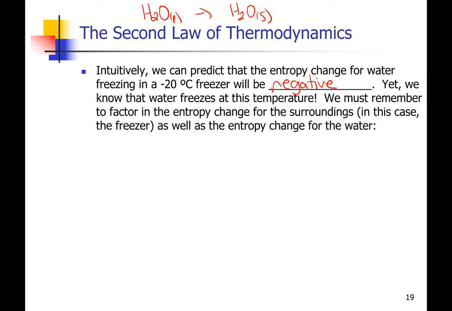And the reason that the reaction can go, even though the entropy change for the water is negative, is because we need to factor in the surroundings as well. For the water to be allowed to freeze, we must be increasing the entropy of the surroundings, in this case of the freezer and the air in the freezer, by at least as much, if not more, than the amount we're decreasing the entropy of the system.